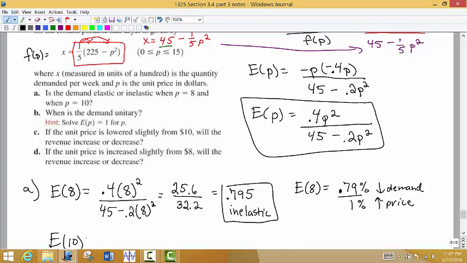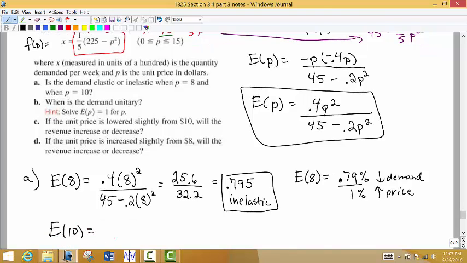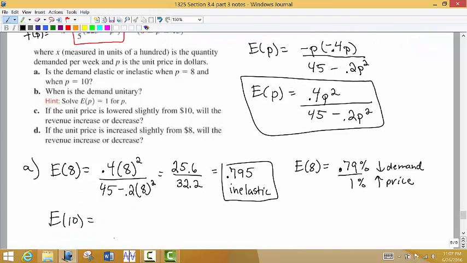Okay, what about a price point of $10? Let's say I'm charging $10 and I raise my price. What's going to happen? Let's decide if it's elastic or inelastic here. So I'm going to put in my 10 into my function. Okay, so everywhere I see a P, I'm going to put a 10. And now at the top I get 40. And in the denominator I get 25. So it looks like I get about 1.6.